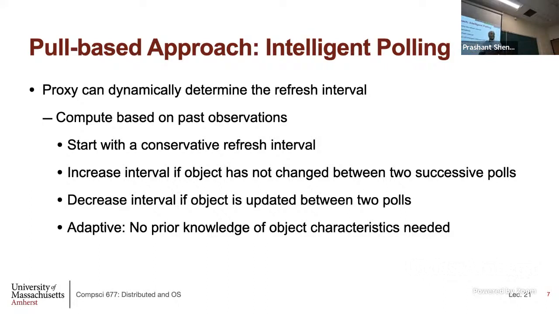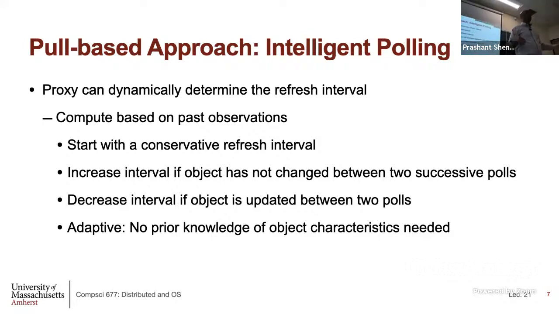So you start with a conservative refresh interval. I increase the interval if the object has not changed between two successive polls from the proxy, and I decrease it if I find that it was updated. So this will automatically discover, empirically, the average refresh rate for any page. Okay? For pages that are changing frequently, you will find that they are changing frequently, so you'll keep polling frequently. For pages that are not changing frequently, the polling interval will keep growing because that's what the approach does, and I will poll less frequently.